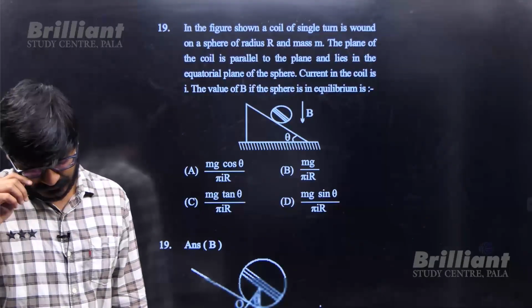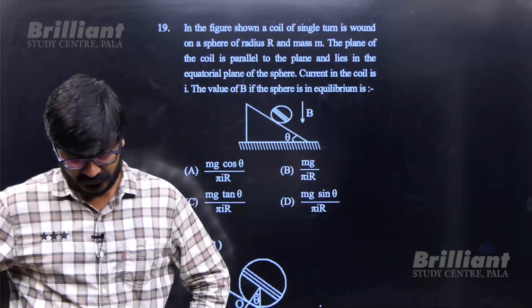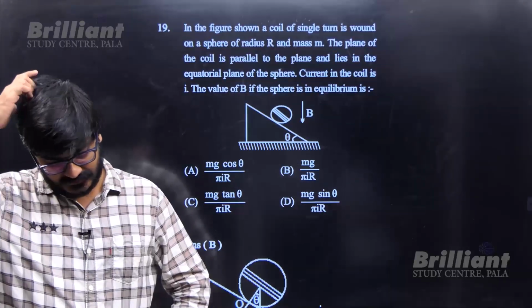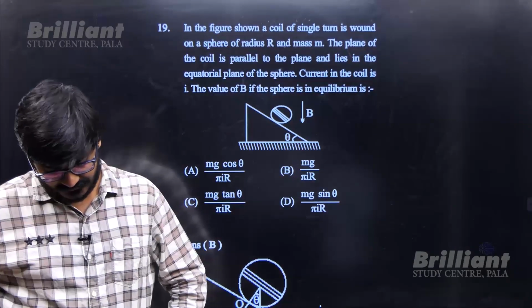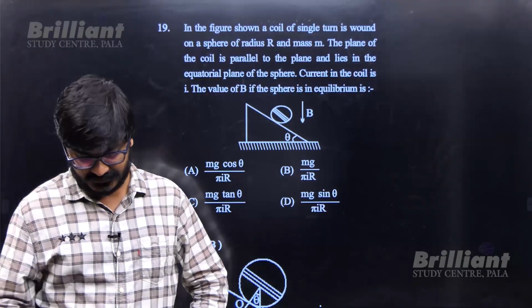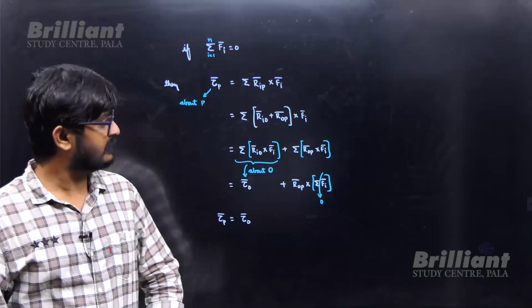In the figure shown, a coil of single turn is wound on a sphere of radius r and mass m. The plane of the coil is parallel to the plane and lies in the equatorial plane of the sphere. The current in the coil is I. Find the value of B if the sphere is in equilibrium. So I have done something here.